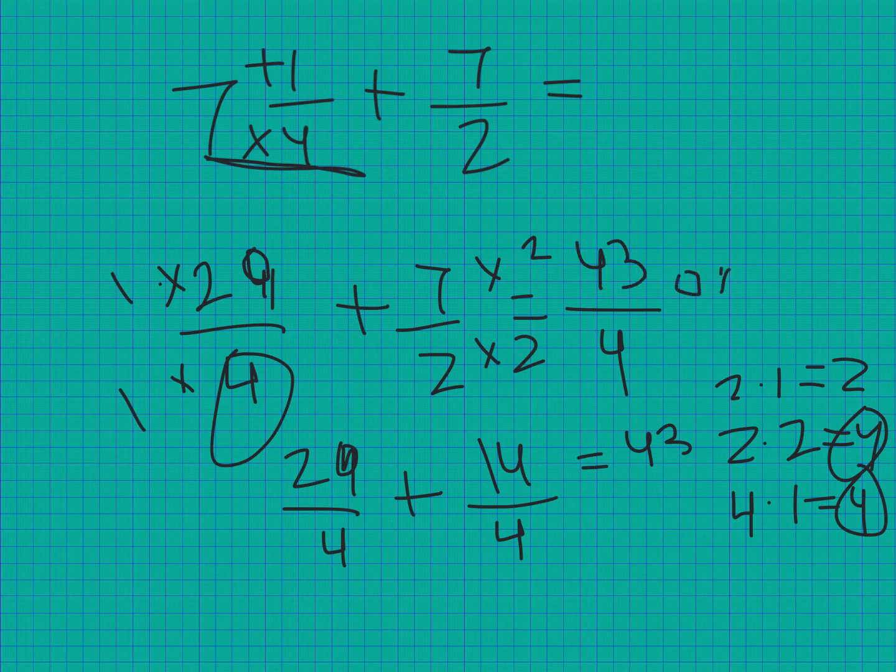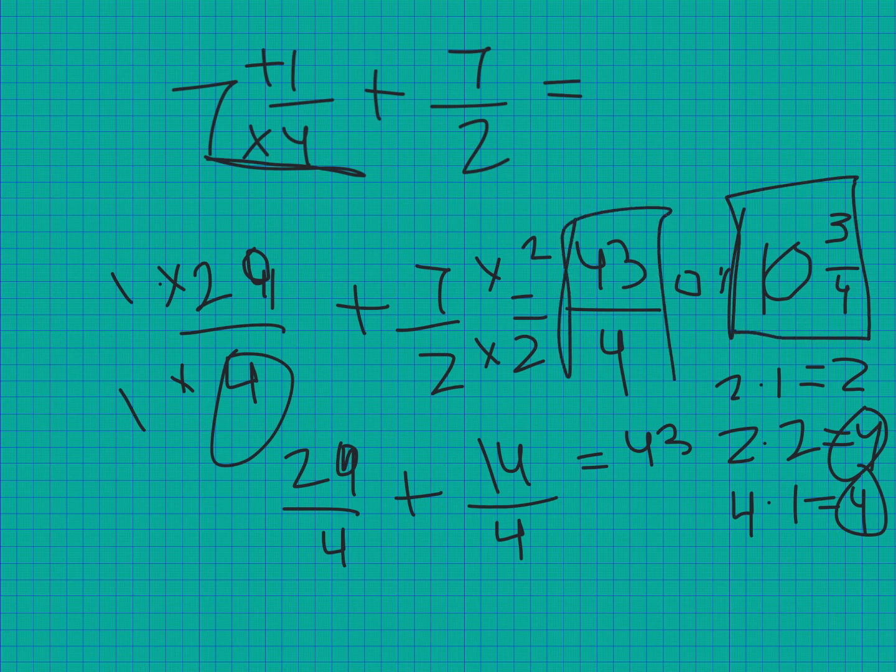Or we can simplify this and get 10, because 4 times 10 equals 40, and here 3. So this is our mixed fraction answer. This is our improper fraction answer.